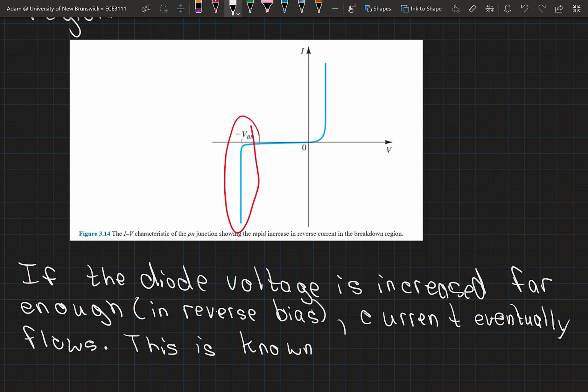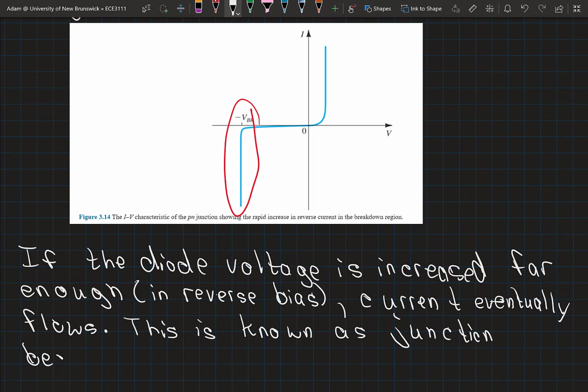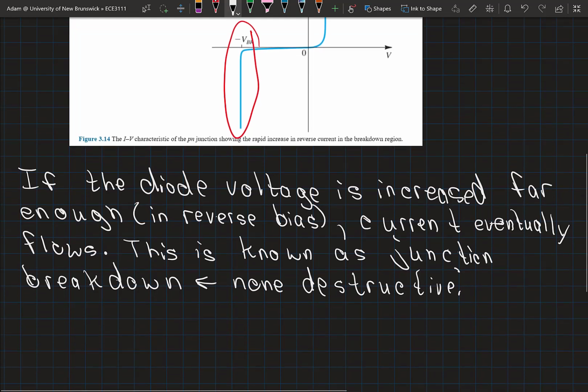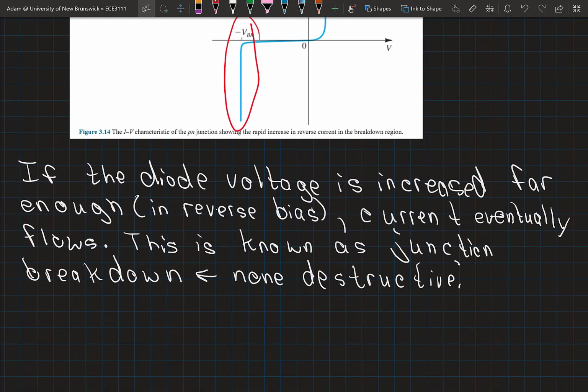This is known as junction breakdown, and the name breakdown kind of suggests that it's a catastrophic event, but in fact this is non-destructive. It does not destroy the diode as long as that reverse current is controlled to be within the power limits of the diode.